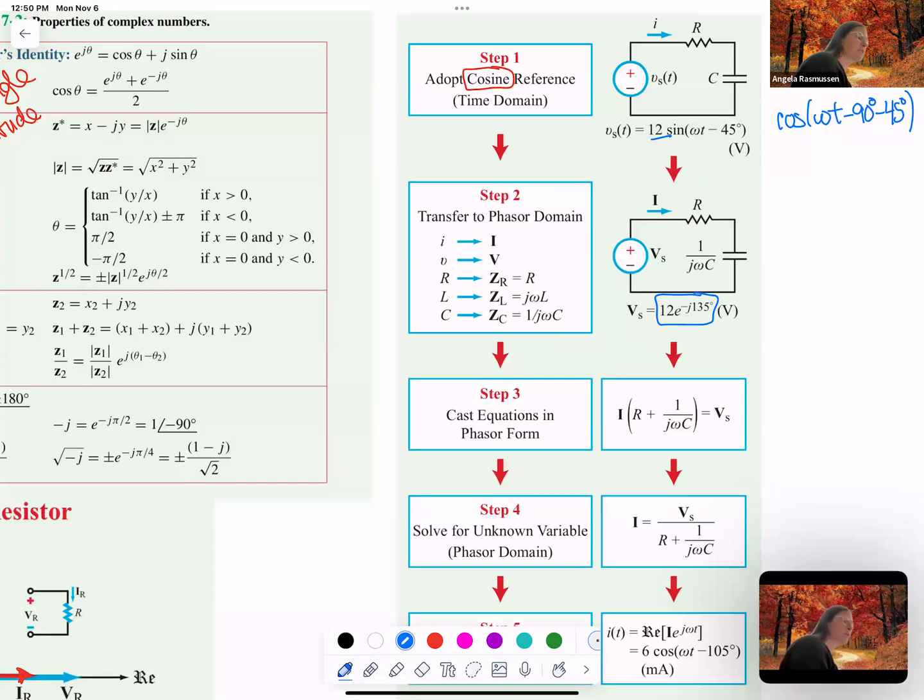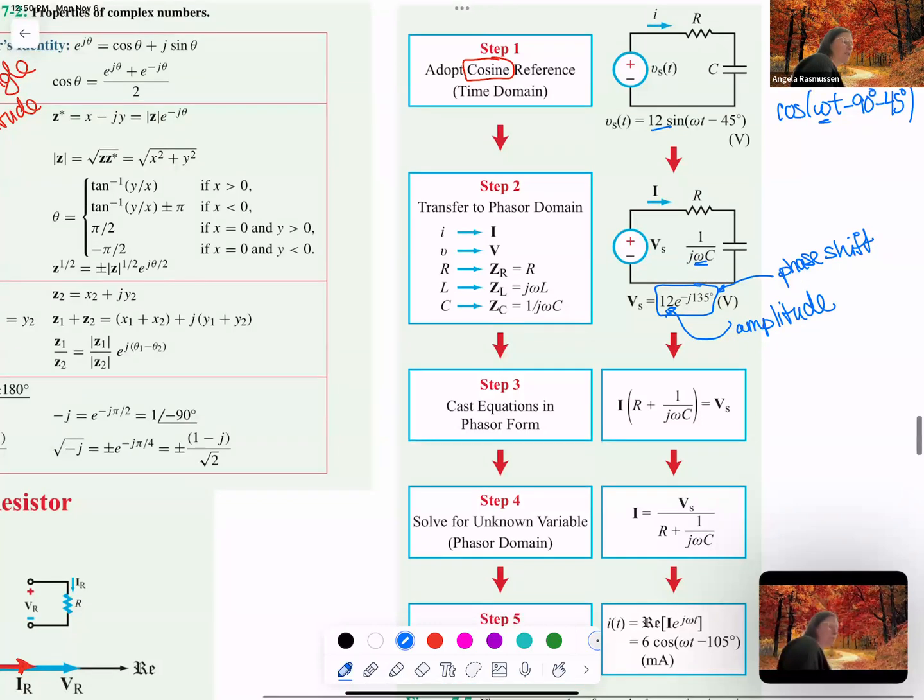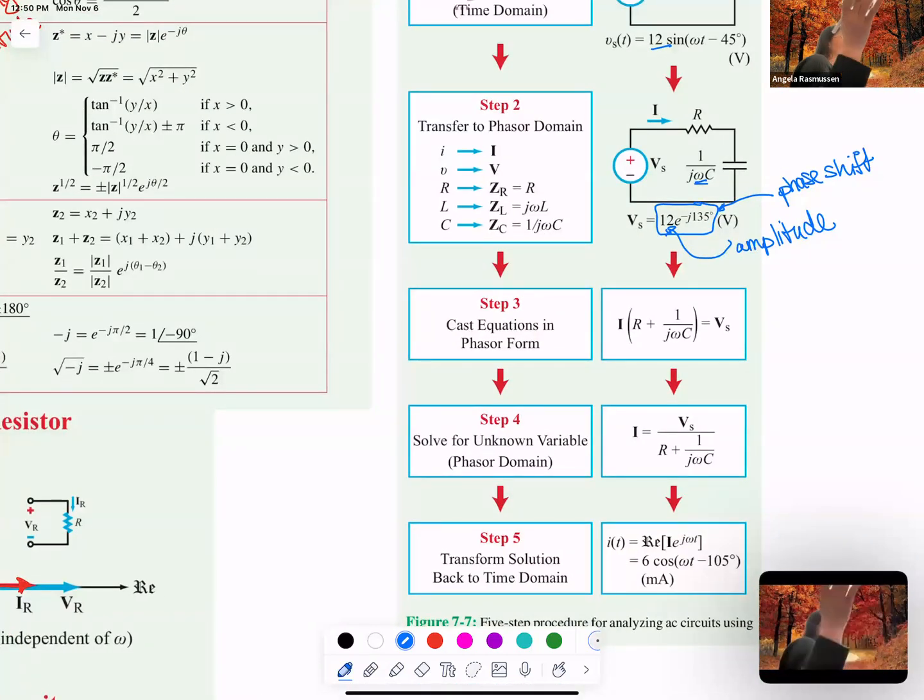So remember, it was the amplitude and then the phase shift from your input signal. And then you use the omega, which is the same omega as your input, to determine the j omega C value for the capacitor. If you have an inductor in there, it's just j omega L.